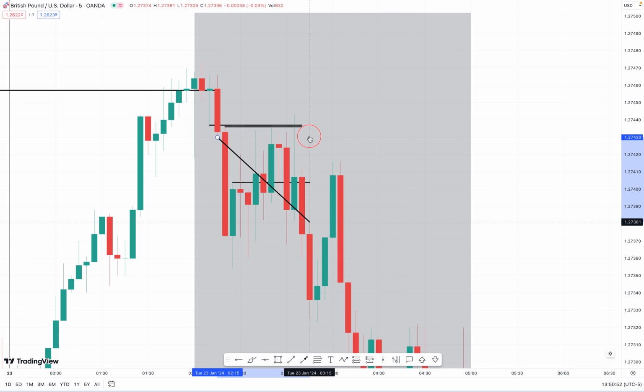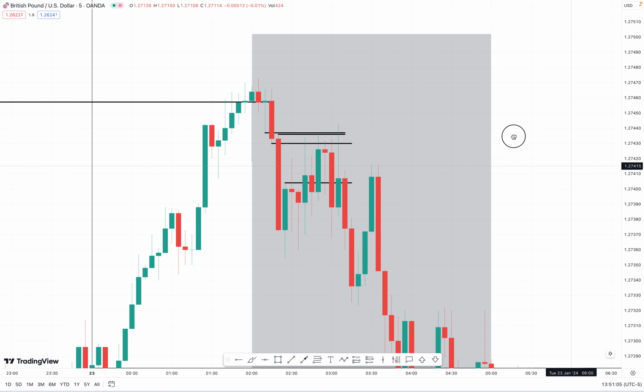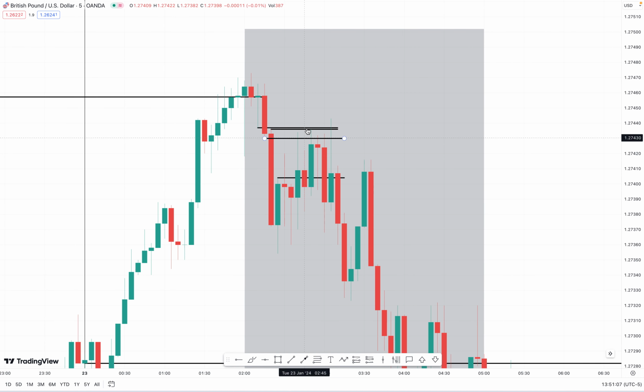But typically you would want the first fair value gap that's made. So it's right here, this one. You'd want to enter off that one. Just wait for it. And now you need to blend price again. Wait for it to hit that fair value gap.